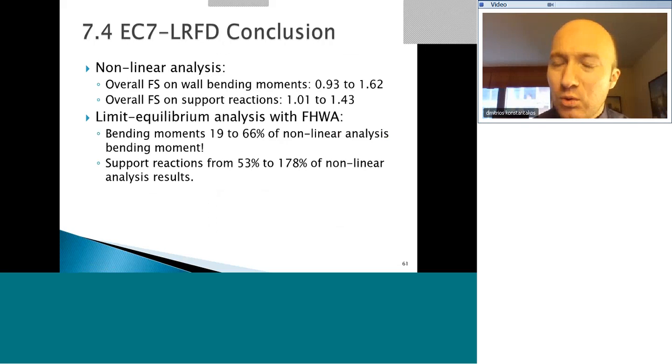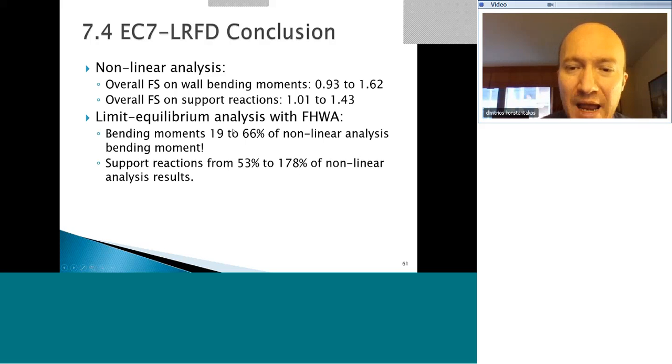Some of that had to do with how you were, in some cases, restraining, or how your lateral earth pressures or your water pressures were modeled. Because if your water pressure was controlling really everything, there is no factor on your water pressures in some cases. Then we saw that the overall factor on safety on support reactions ranged in some cases from 1.0 to 1.4. There were cases where doing an LRFD approach and a nonlinear analysis produced no safety factor whatsoever.